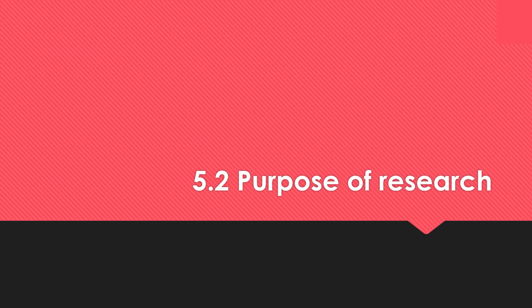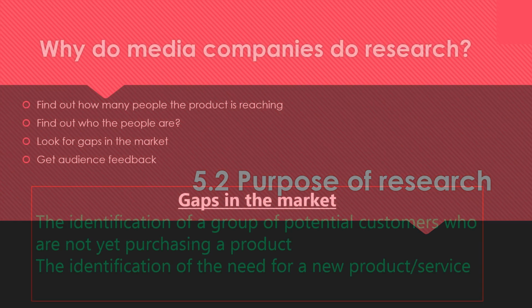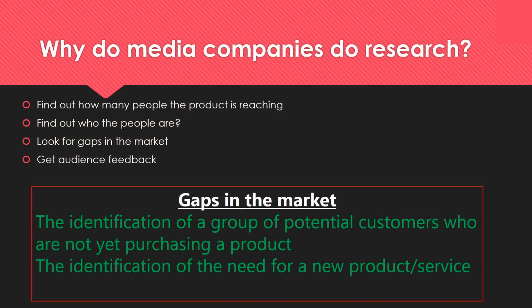This section will look at the purpose of research. Why do we do it in the first place? So the main purposes of research are to find out how many people the product is reaching or is going to reach. It's to find out who the people actually are, what are they like, what are their demographic and psychographic characteristics, what are the gaps in the market, and to get audience feedback.